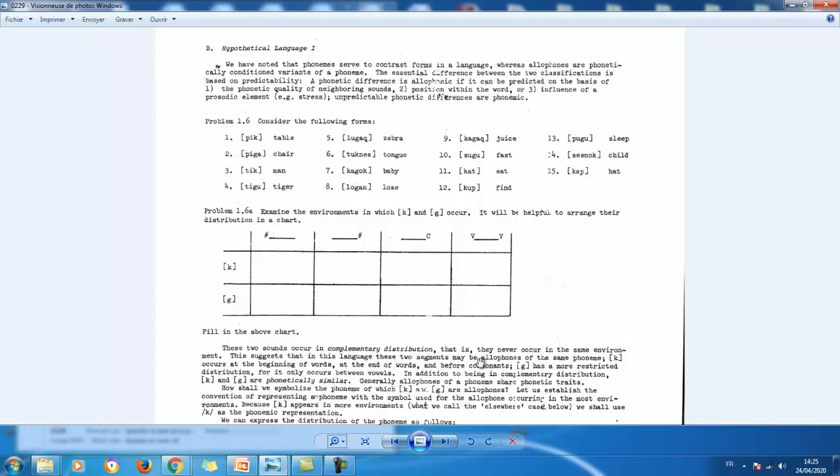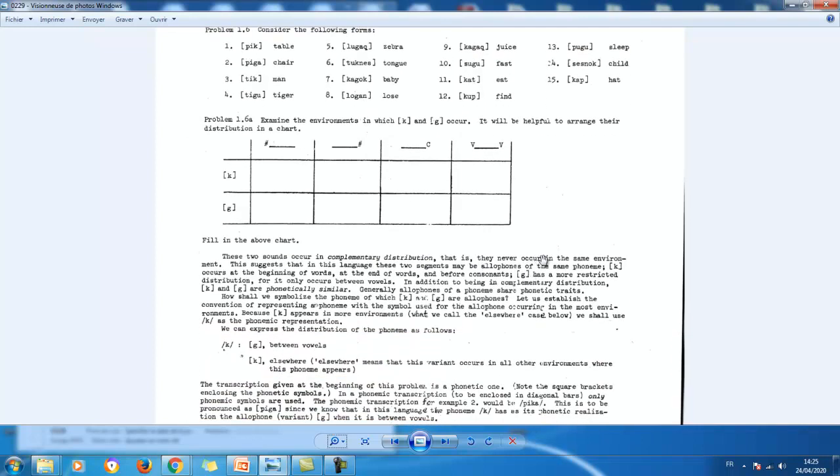That is, they never occur in the same environment. This suggests that in this language, these two segments may be allophones of the same phoneme. Okay, so when we have a case of complementary distribution, this can be taken as a first criterion, or as a first clue, to consider the two sounds as being allophones of the same phoneme.